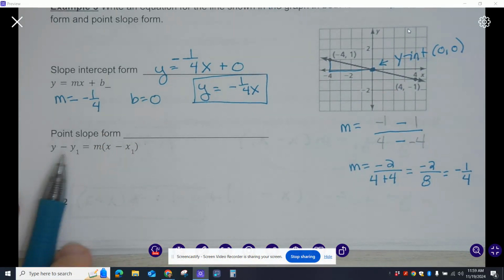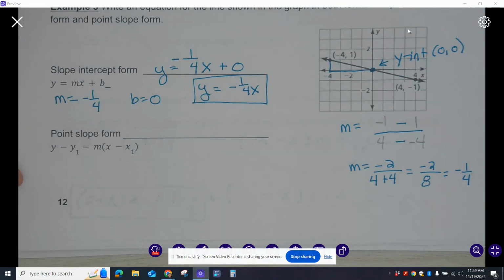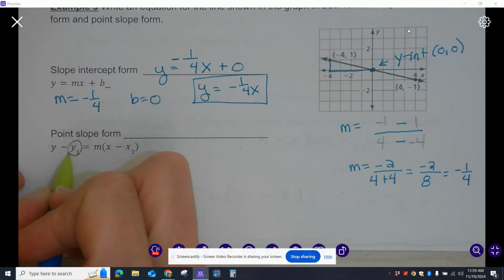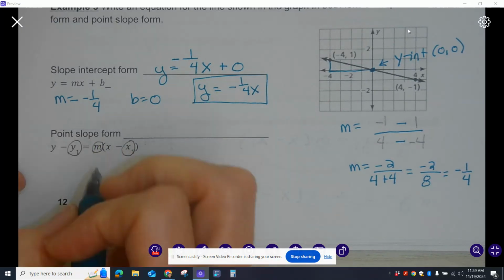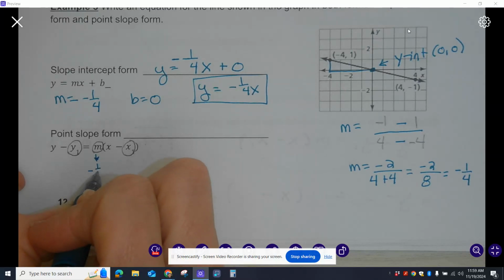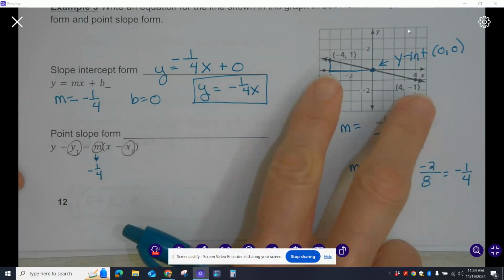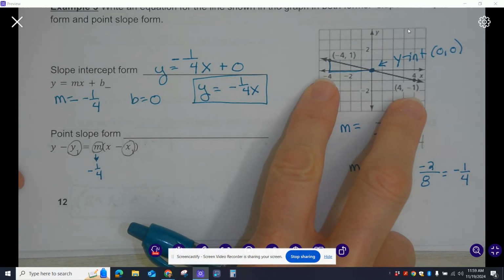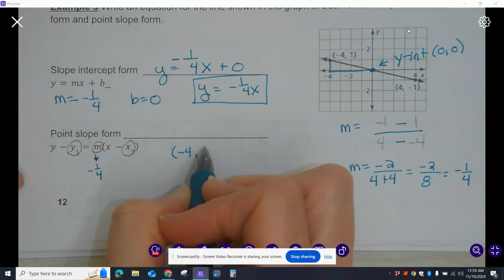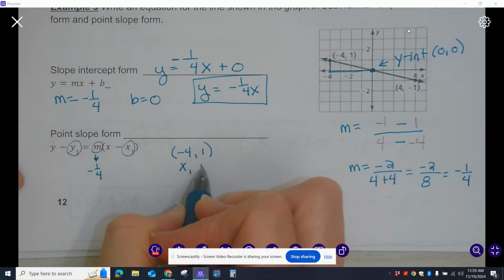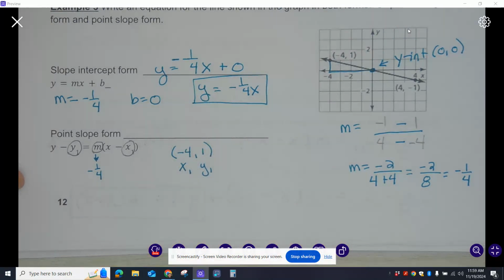Okay, same thing but point slope form. So I'm going to substitute a point in here, and I'm going to put my slope right there, which I know is negative 1/4. So I can pick any point on this line. So I think for the first one I'm going to pick this point, (-4, 1). So that will be my x1, y1. Again, stop the video if you need to. Make sure your notes have everything in it.